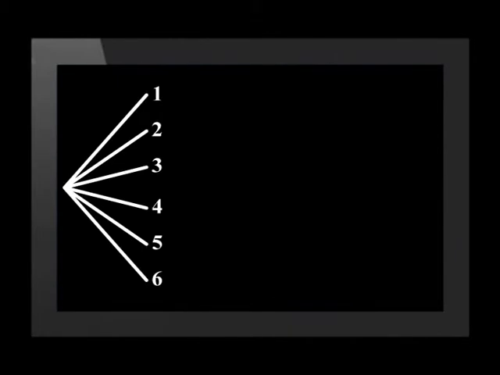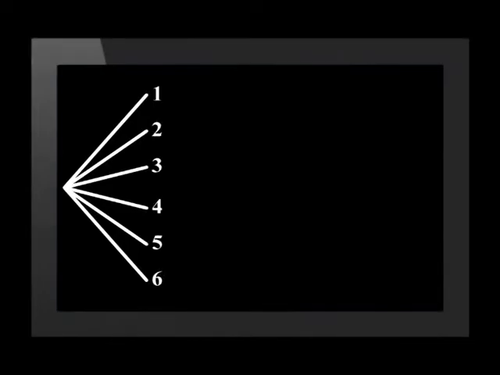First, we need to know the total possible outcomes when rolling 2 dice. We multiply the 6 possible outcomes on dice 1 by the 6 possible outcomes of dice 2. This gives us the total possible outcomes of 36. To start the tree diagram, let's draw the roll of the first dice. There are 6 different possible outcomes: 1, 2, 3, 4, 5, and 6.